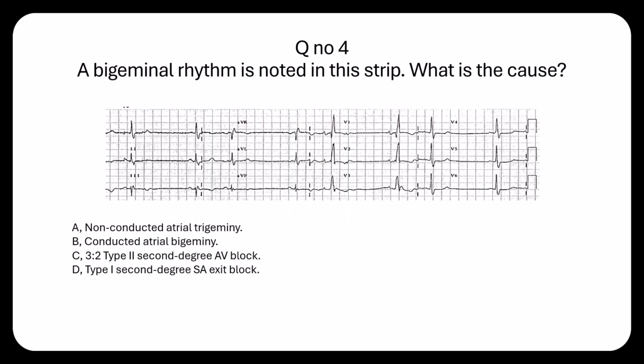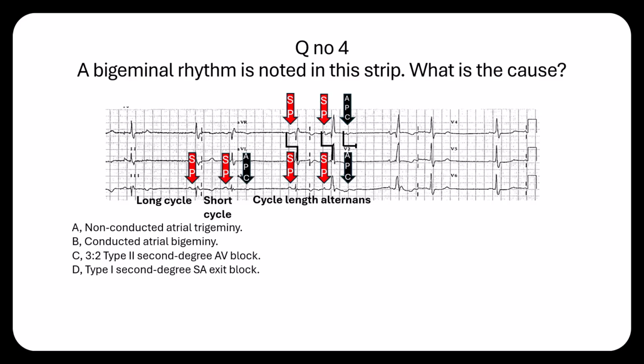Question number 4. Long cycles are followed by short cycles. This is called cycle length alternans. Every QRS complex is preceded by a P wave at a fixed PR interval. A P wave appears much earlier than expected and fails to conduct to the ventricle, leading to the pause. Mapping the atrial rhythm shows two sinus P waves followed by an atrial premature beat and a pause. This leads to an irregular atrial rhythm.